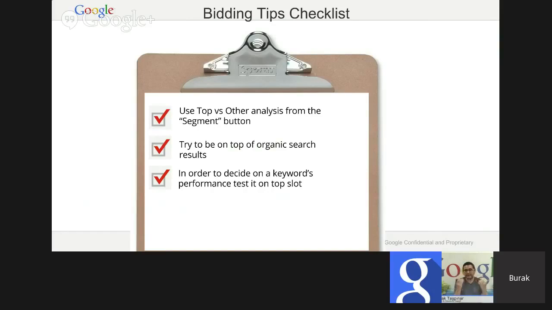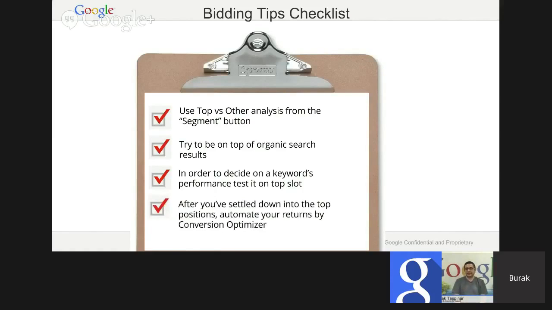So analyze those keywords that you want to pause or continue with its top versus other, and then decide. If the majority of the impressions happened at the right-hand side or bottom, give them a higher bid, their top page bid, test them on the top slot for 1 week or 2 weeks or a month, and then decide if it's performing well for you or not.